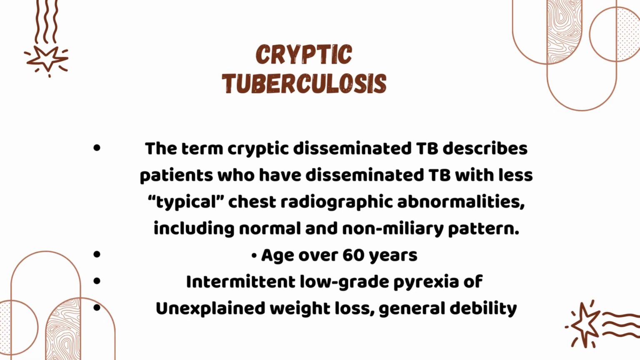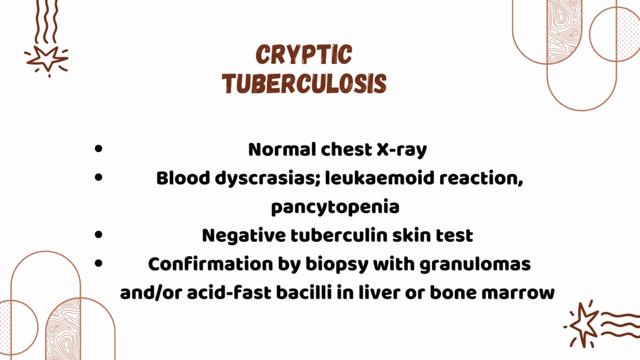The term cryptic disseminated TB describes patients who have disseminated TB with less typical chest radiographic abnormalities, including normal and non-miliary pattern. The features of cryptic disseminated TB are: age over 60 years, intermittent low-grade pyrexia, unexplained weight loss. Normal chest X-ray. Blood dyscrasias, leukemoid reaction, pancytopenia. Negative tuberculin skin test. Confirmation is by biopsy with granulomas and/or acid-fast bacilli in liver or bone marrow.